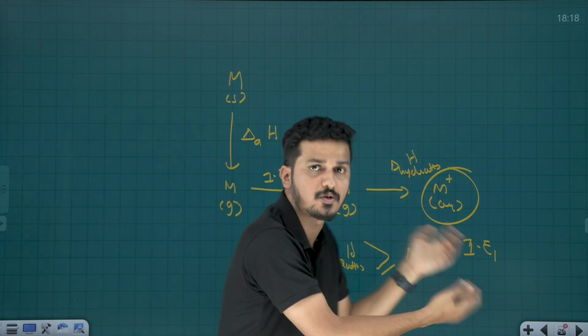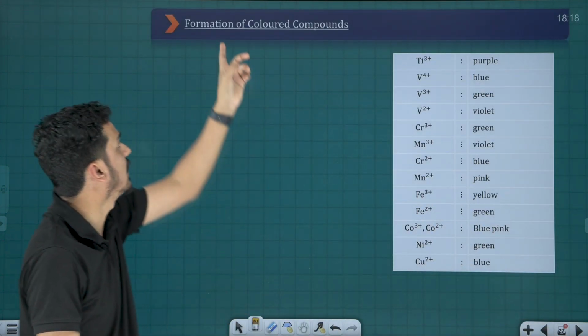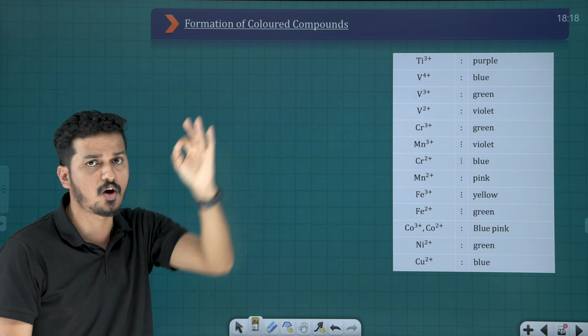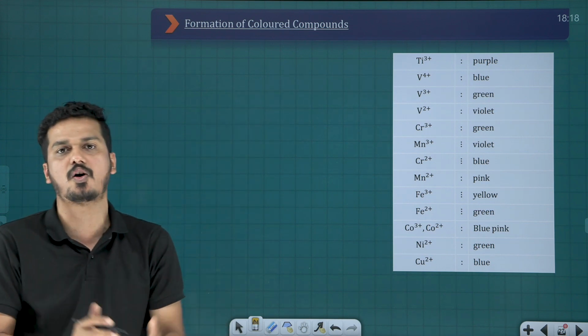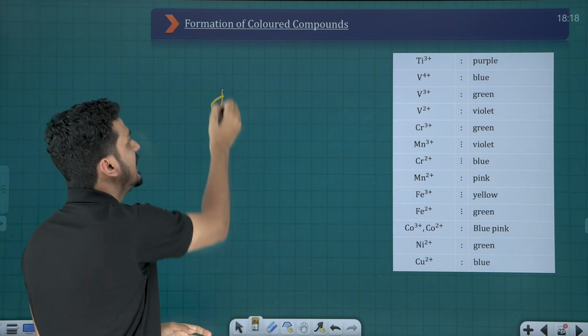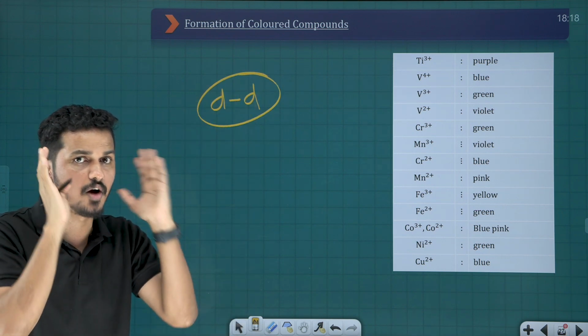But in the case of copper 2+, it is not like that. That's why it is not stable. That idea you have to keep in mind. Next idea, formation of colored compounds. These d block elements, their main important property is they can show color in their compounds because of the d-d transition of electrons. That idea you have to keep in mind.